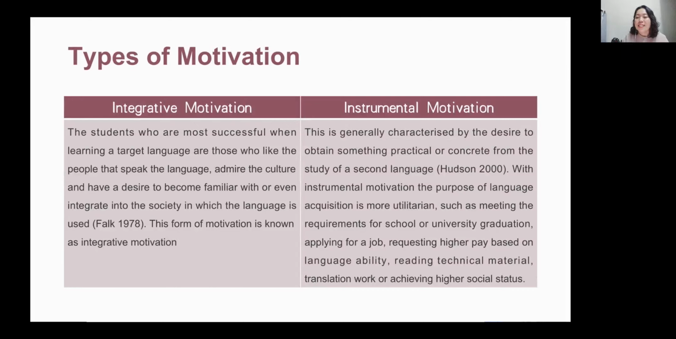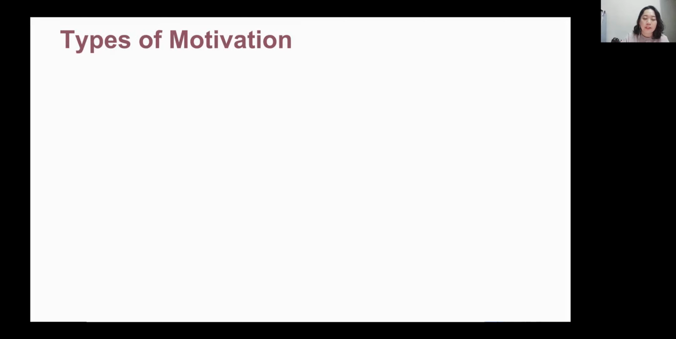utilitarian, such as meeting the requirement for school or university graduation, applying for a job, requesting higher pay based on the language ability, reading technical materials, translation work, or achieving higher social status. Okay, but a higher level of orientation is often classified as extrinsic and intrinsic motivation.